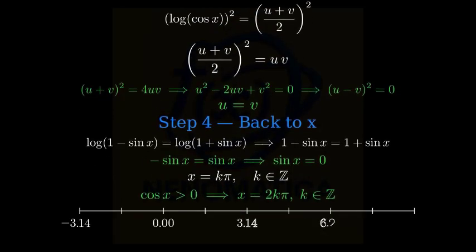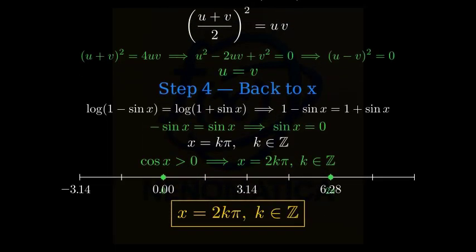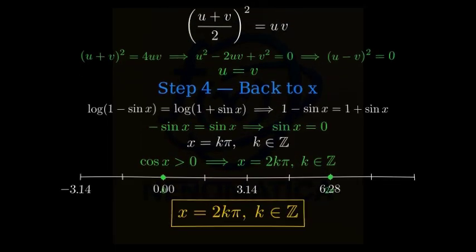Visually, cosine is positive to the right of each even multiple of pi, and up to 1/2 pi away. That includes the points 2k pi where sine is 0 and cosine equals 1. Final answer. The complete solution set is x equals 2k pi for any integer k.